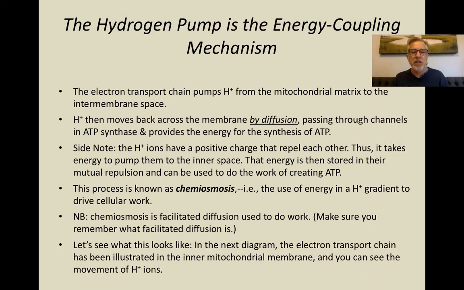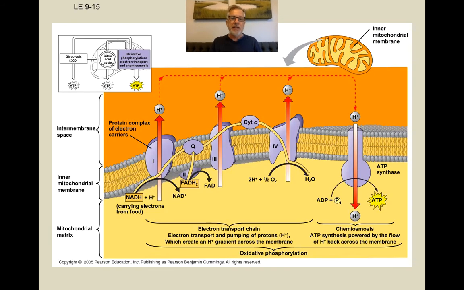So let's see what this looks like. Let's see what a model of this looks like. And in the next diagram, you're going to see the electron transport chain illustrated inside the inner mitochondrial membrane. And you can see the movement of the H plus ions and how they are used to drive ATP generation. So let's get situated.